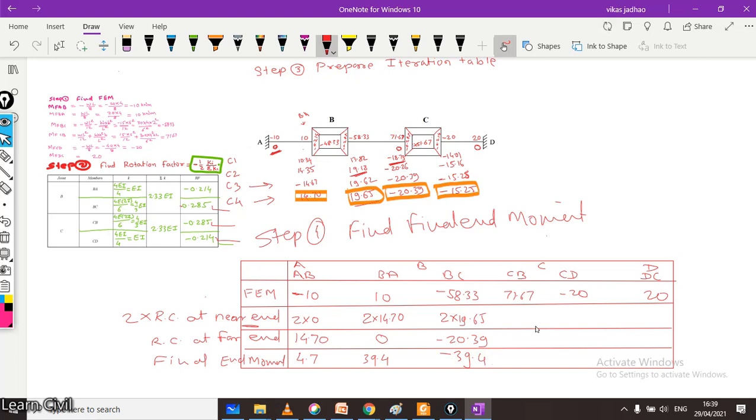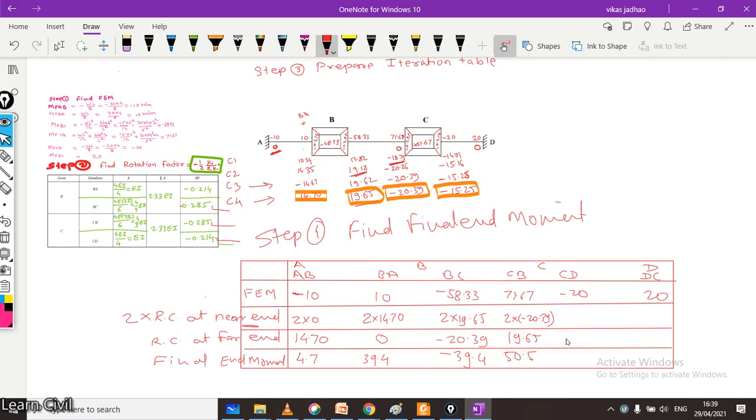Similarly for CB, you have to consider the 2 into rotation contribution at near end. You can see for CB, near end is minus 20.39. So 2 into minus 20.39. Here again rotation contribution at far end for CB is 19.65. So write down 19.65. Take sum of all these values, you will get 50.5.